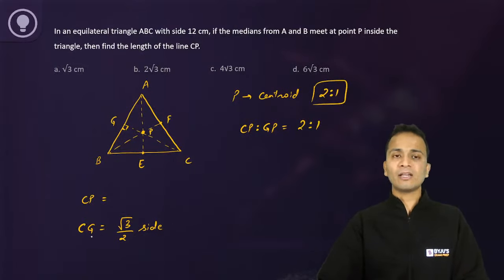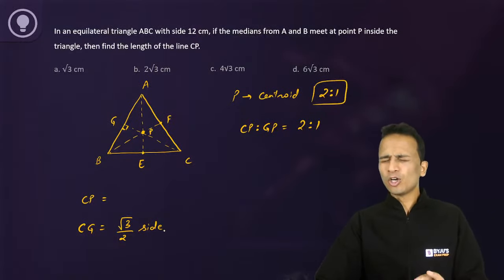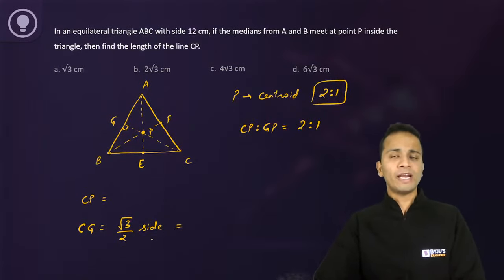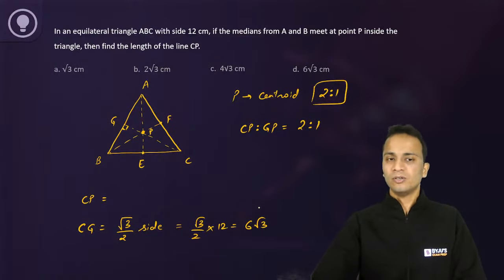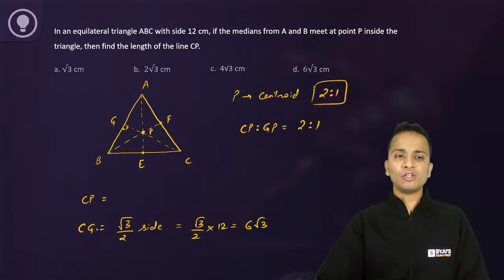So first of all, let us calculate the length of the median, that is CG, which is also equal to the height of an equilateral triangle. And this is the formula that can be used to find out the height of an equilateral triangle. So √3/2 multiplied by 12, that is 6√3. Okay, so 6√3 will be the length of CG.